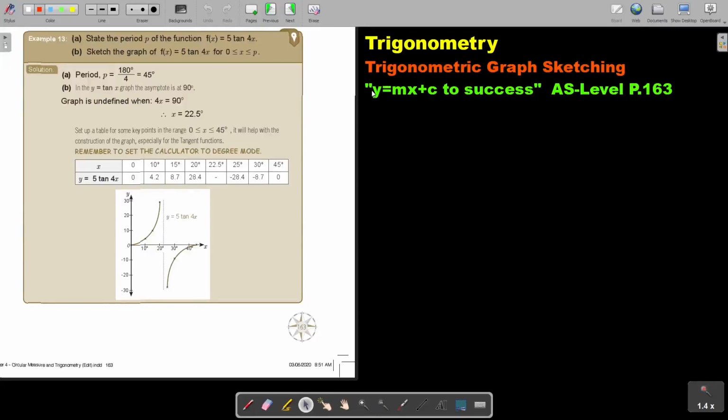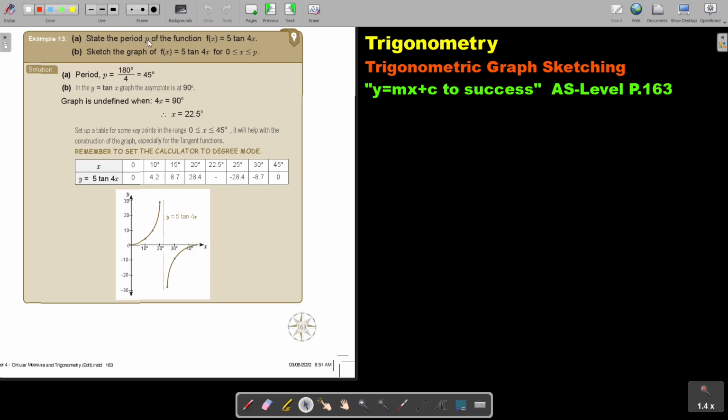In this video, we will continue with trigonometric graph sketching. You will find this on page 163 in the Namibian AS-Level Mathematics textbook, y equals mx+c to success. Let's look at another example.